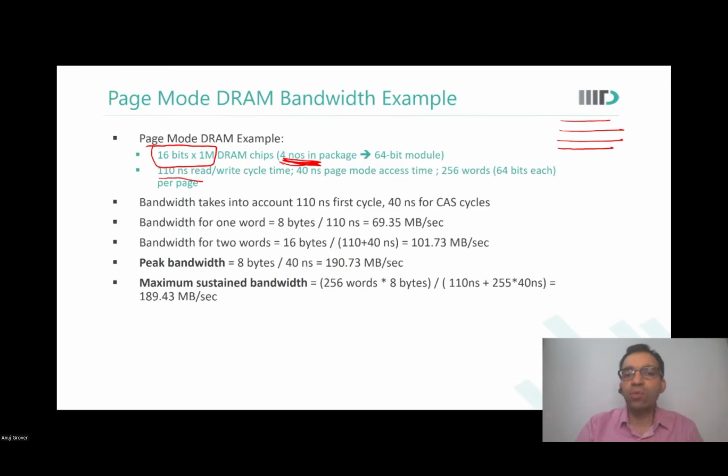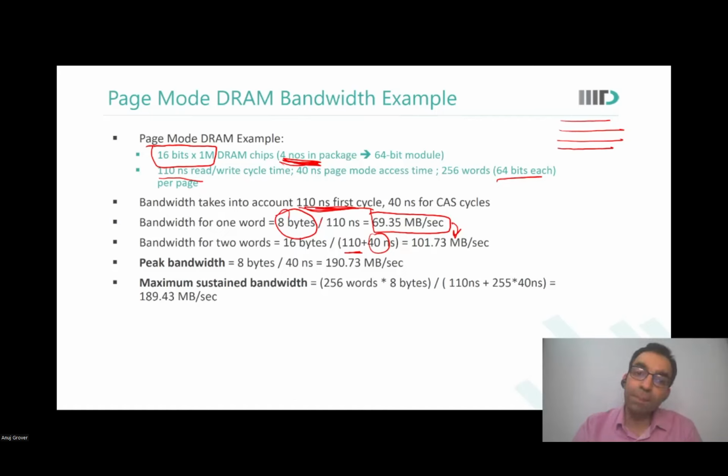Now, what is the bandwidth for one word? You have 64 bits in each word, so 8 bytes upon 110 nanoseconds. The bandwidth is only 69.35 megabytes per second. If I were to access another word, 2 words, then 110 plus 40. My bandwidth at once jumped from 69 to 101. That is almost a 45% increase in bandwidth.